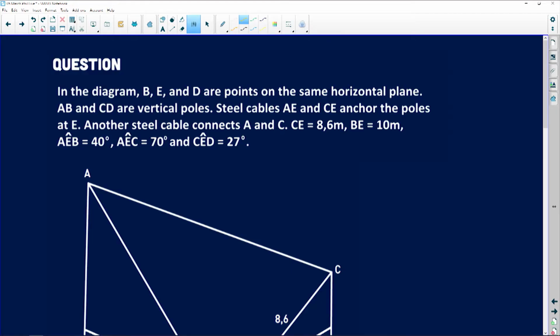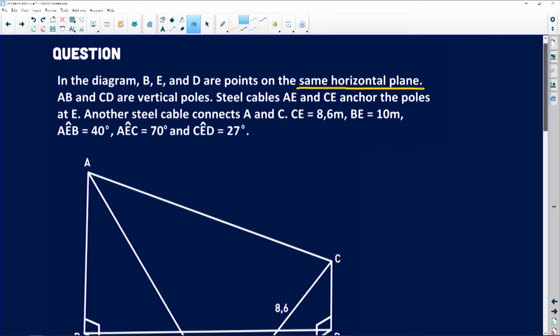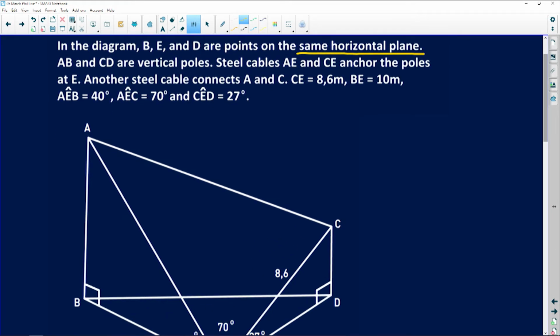Now we're going into question 3. Very important kind of question, guys. 3D trigonometry. You guys struggle sometimes, so let's take a look. It says, in the diagram, B, E, and D are points in the same horizontal plane. The moment they're in the same horizontal plane, it means you can work with them in their own triangle without having to worry about weird angles.